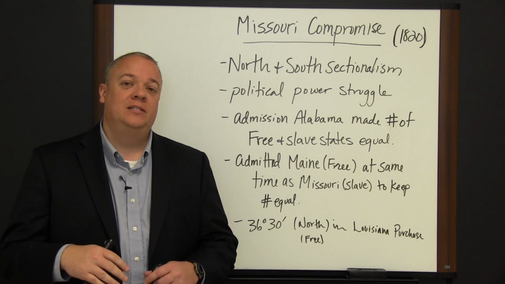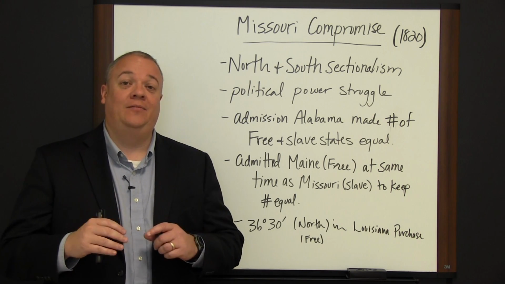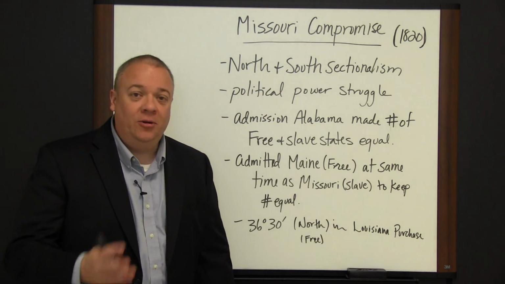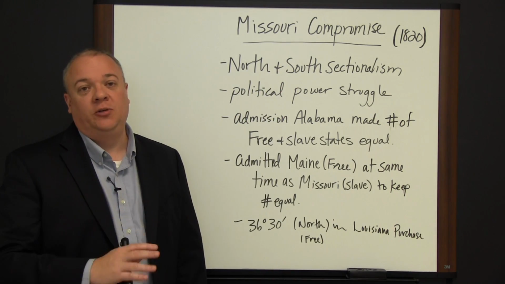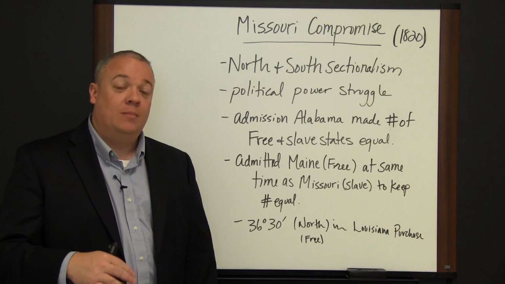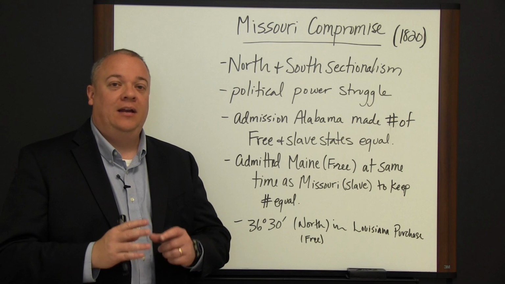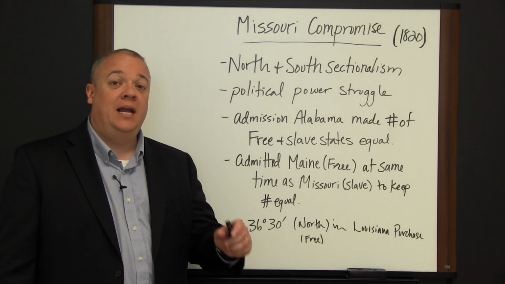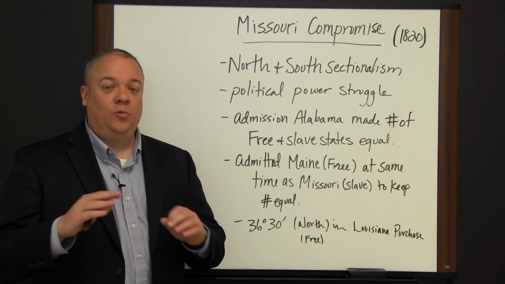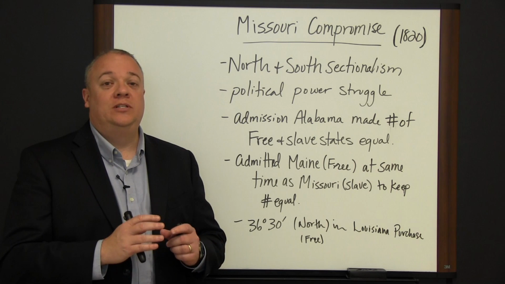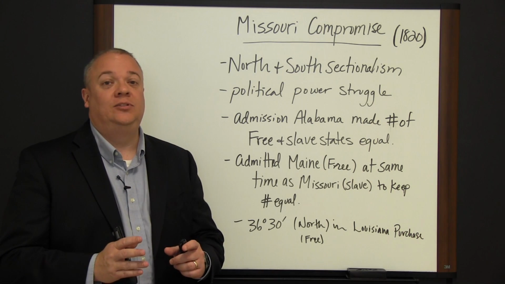And the whole idea was that America was sectionally divided north and south. And this north-south sectionalism showed itself as new states, new territories were brought into the Union. And the question was, would they be allowed to form a state government and write a state constitution that permitted or forbade slavery?